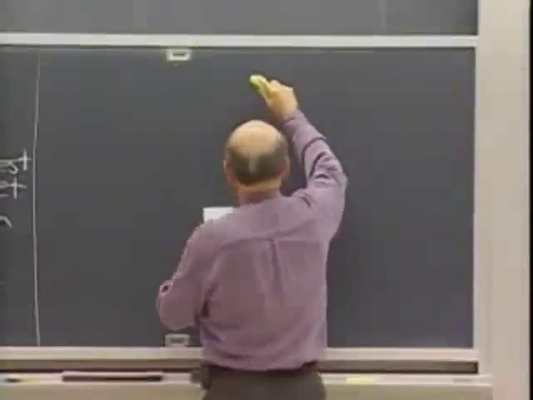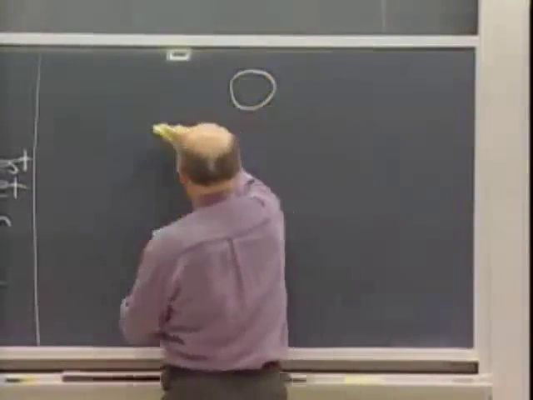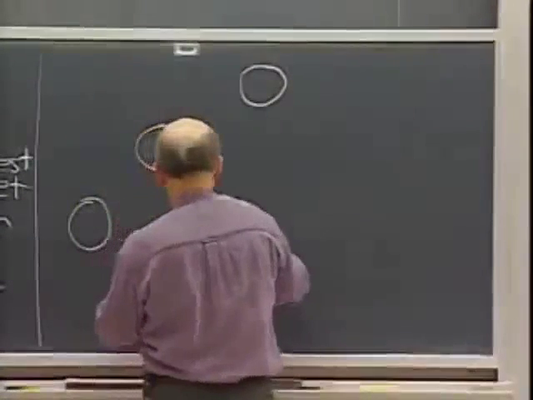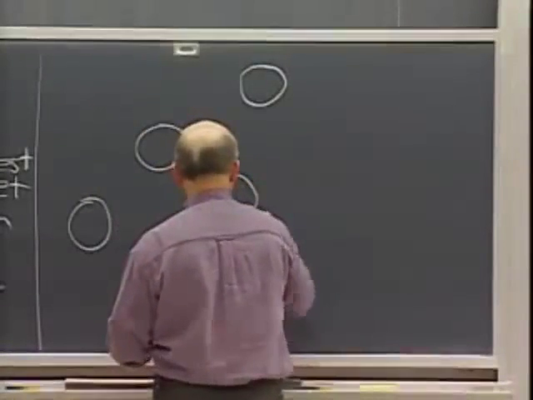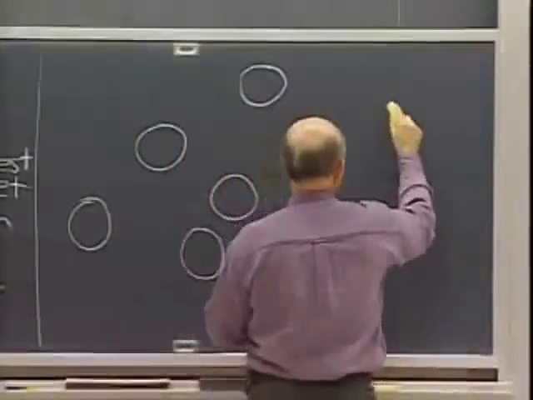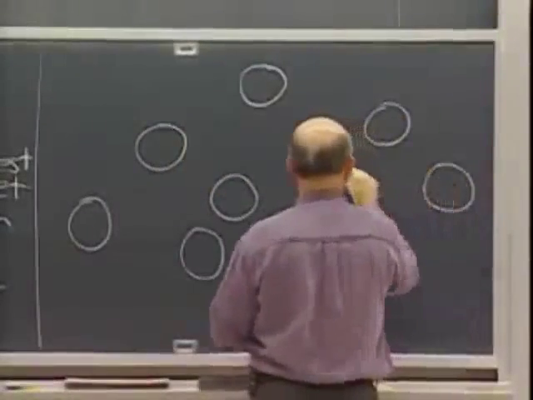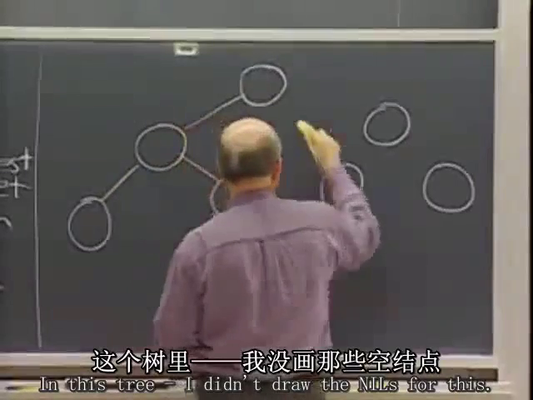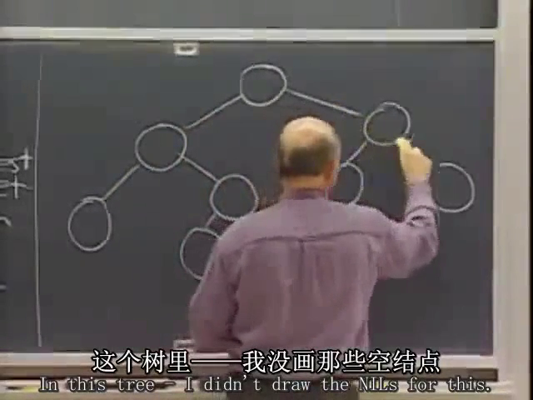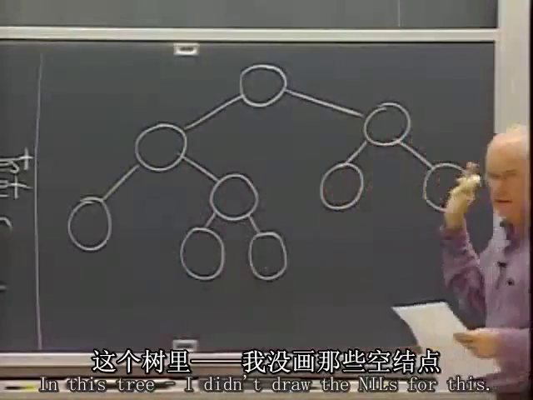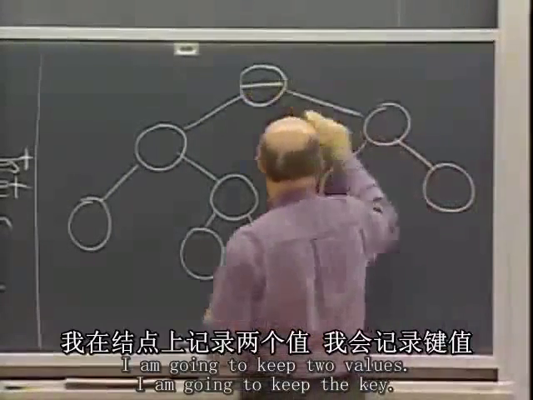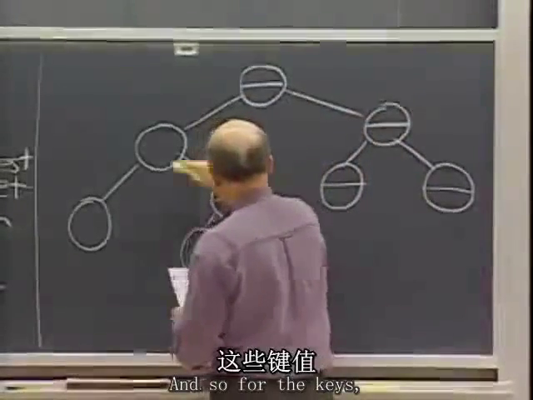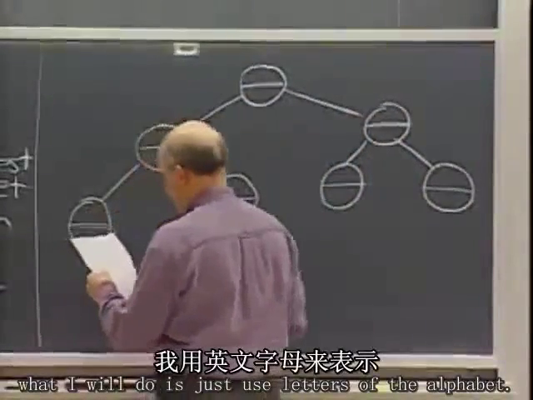In this tree, I didn't draw the nils for this. I'm going to keep two values. I'm going to keep the key, and for the keys, I'll just use letters of the alphabet.